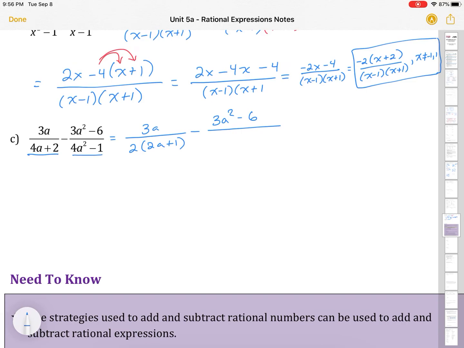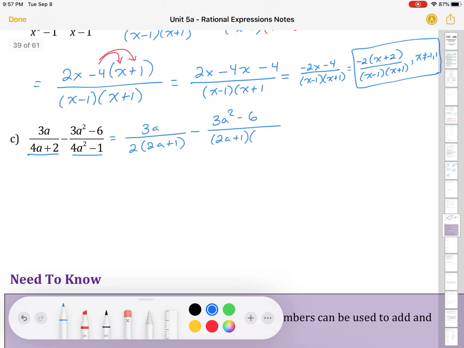Now this second one here, 4a squared minus 1, is a difference of squares. It's 2a plus 1 times 2a minus 1. Sorry, this got squinchy.